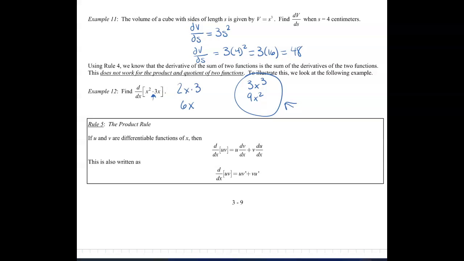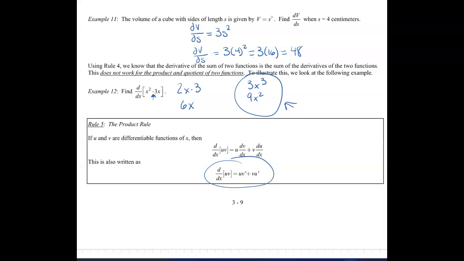So the product rule says if u and v are differentiable functions of x, then the derivative with respect to x of u times v is equal to u times the derivative of v with respect to x, plus v times the derivative of u with respect to x. The short version, how I usually write it, is this way: u times v prime plus v times u prime. u dv plus v du is what I end up saying a lot.